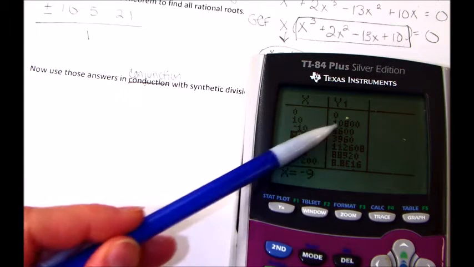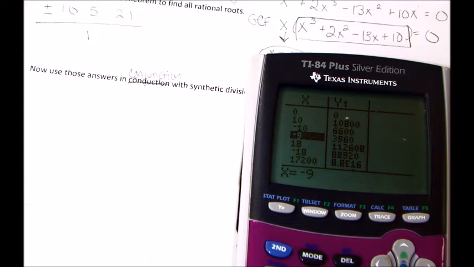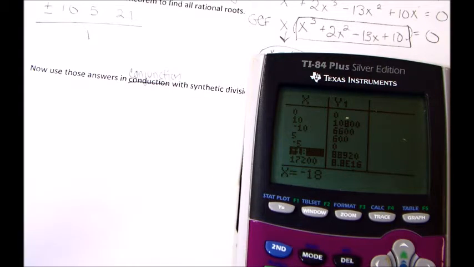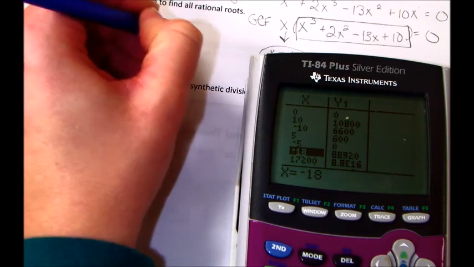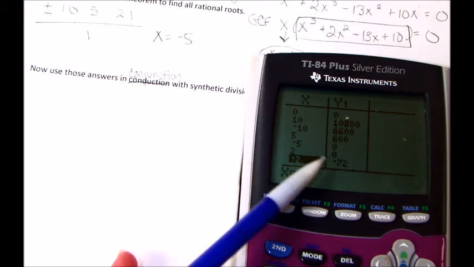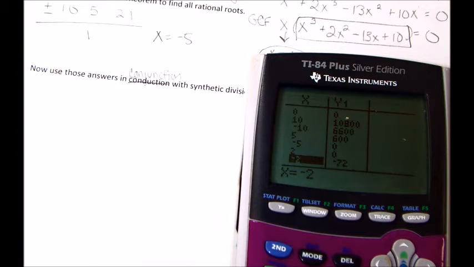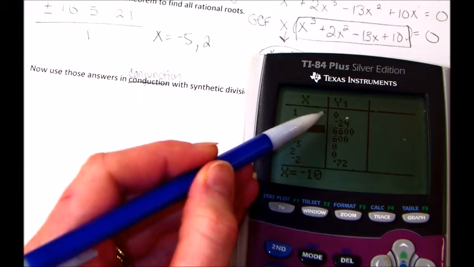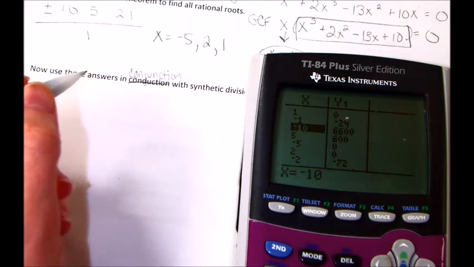Neither of those give me 0 for my y value. Now I will test positive and negative 5. I do get a 0 at negative 5, so I'm going to write x equals negative 5 because I know that that is a 0. I'm going to test 2 and negative 2, and I do get a 0 at 2. So I'll write comma 2 here. Not negative 2, but positive 2. Now I'm going to test 1 and negative 1, and I do get, right here, positive 1 yields a 0, so I will write it here.